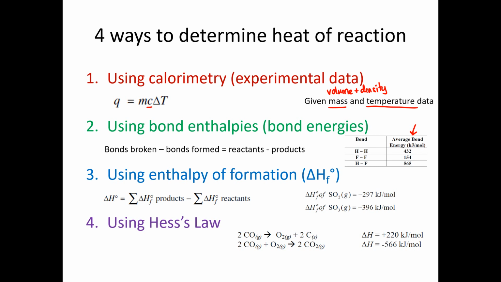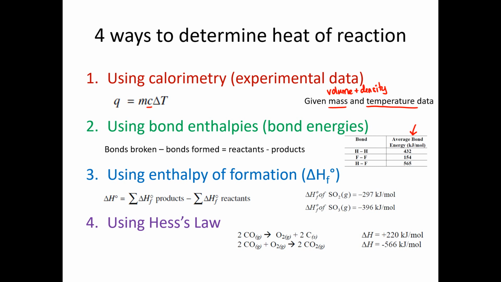And so the way to find the delta H based on bond energies is you take the energy required to break bonds and subtract from that the energy that's released from forming new bonds. So basically what it ends up being is you add up your reactant bond energies and subtract from that the product bond energies. So the really big takeaway with this concept is that breaking bonds takes energy and forming bonds releases energy. That's the big idea here.